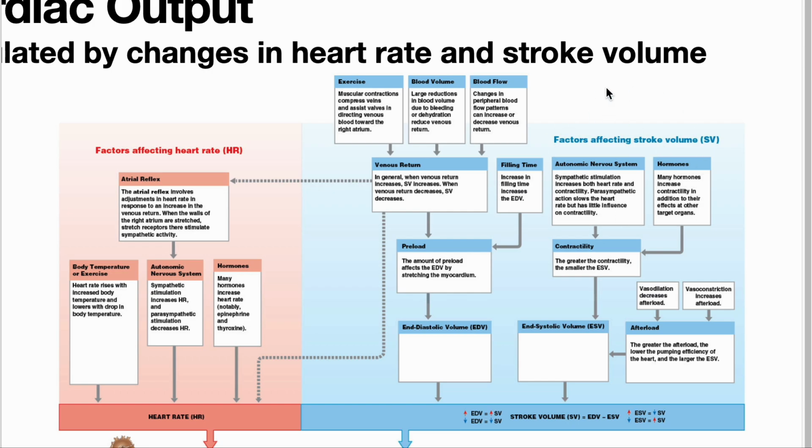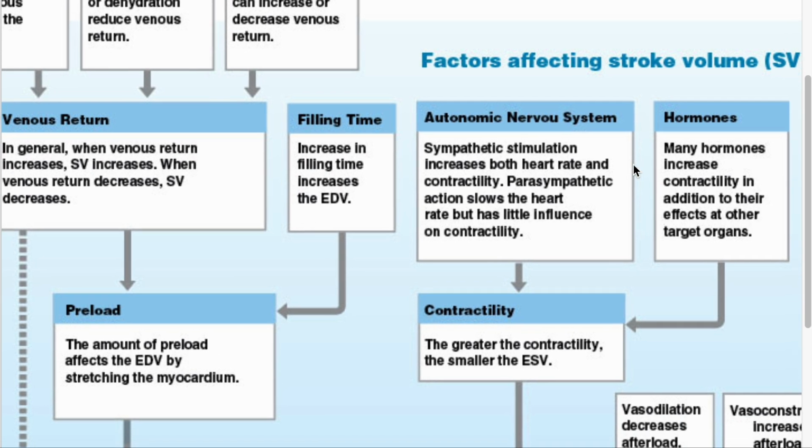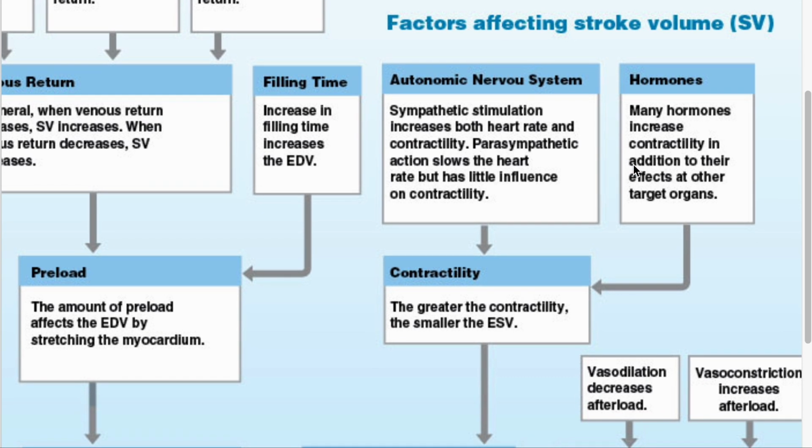And then over here, some factors that are specifically going to affect stroke volume. We have the autonomic nervous system. Sympathetic stimulation can increase both heart rate and contractility. Remember, contractility is going to squeeze more out on the ejection, whereas parasympathetic can slow the heart rate, but it doesn't have a lot of influence on contractility. Some hormones can increase contractility to get more blood out during or after ESV.